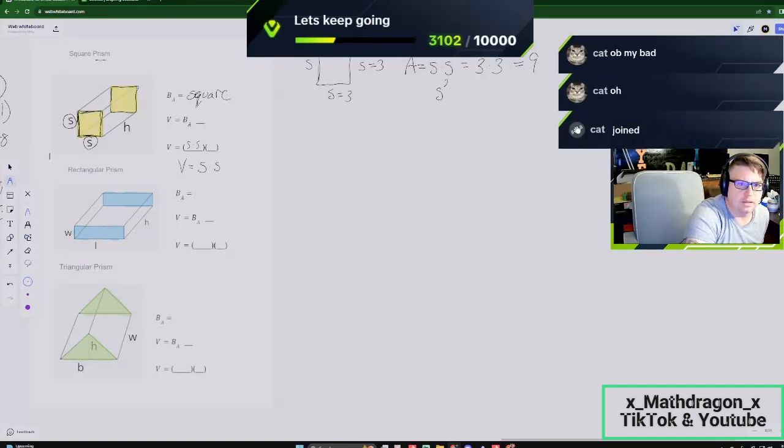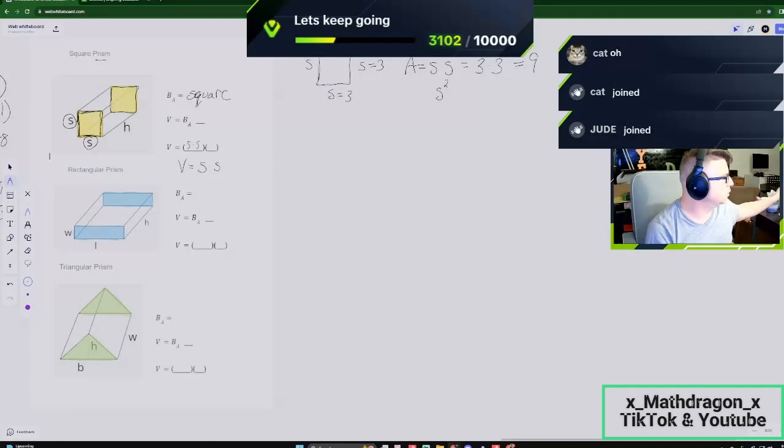Sometimes they will represent that with s squared instead of s times s. But it's the same thing, so don't get caught up on that. Don't get too confused on that.